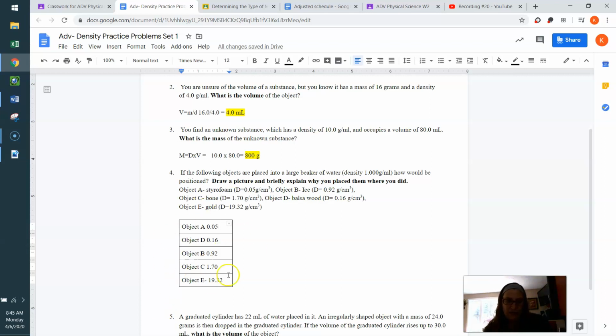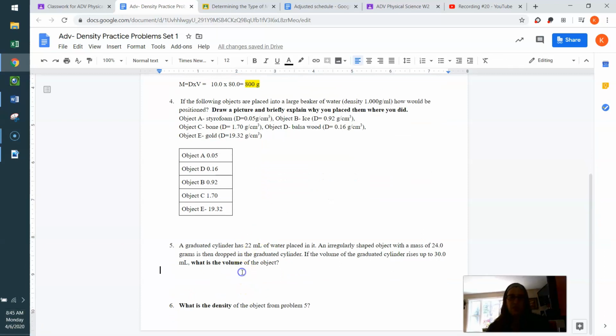So if this represents putting them into the column, listed by density, you can start to think about what is going to be happening.